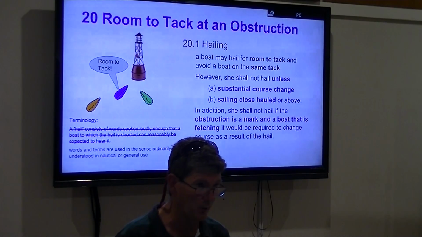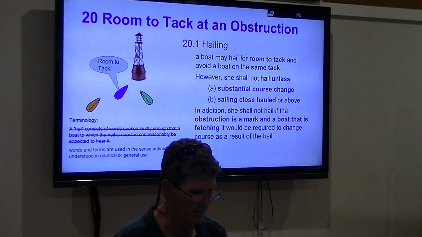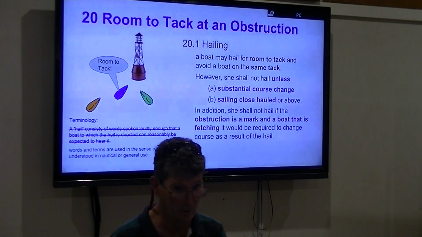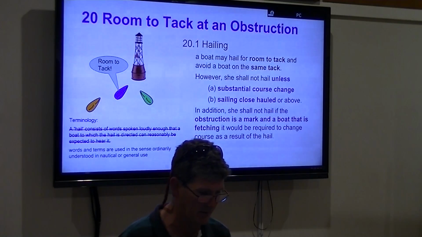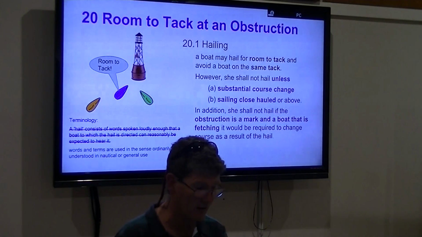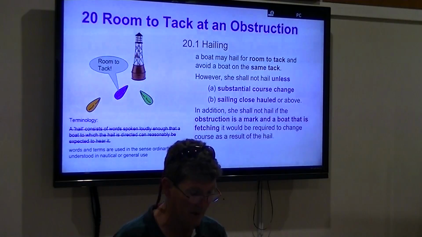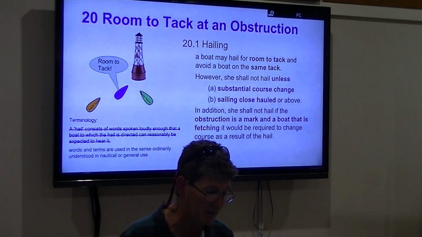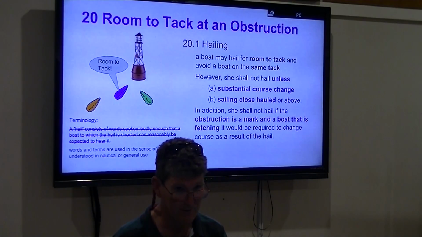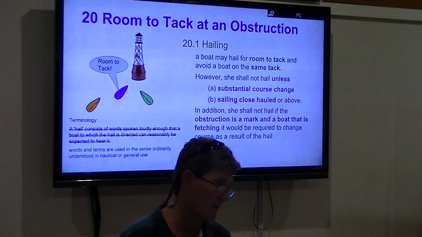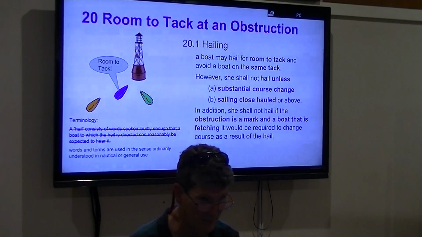It is in the blue book under radio controlled sailing that a hail consists of words spoken loudly enough that a boat to which the hail is directed can reasonably expect it to hear it. And it was proposed that they were going to add that to our rules, but they knocked that proposal out. And in the terminology section again, which has been greatly expanded, words and terms are used in the sense ordinarily understood in nautical or general use. So anything that's not a definition, things like hail, you're just going to use what it means in normal use. It means shouting something at somebody.